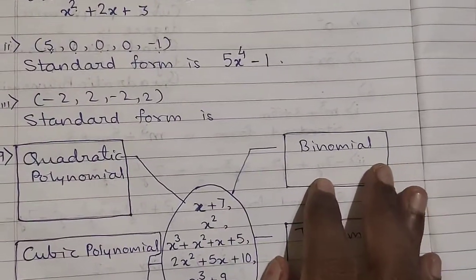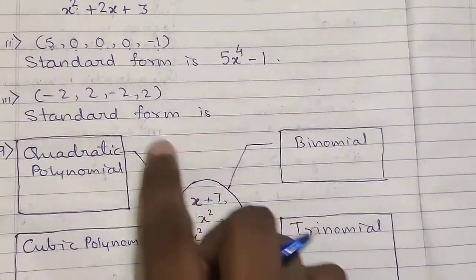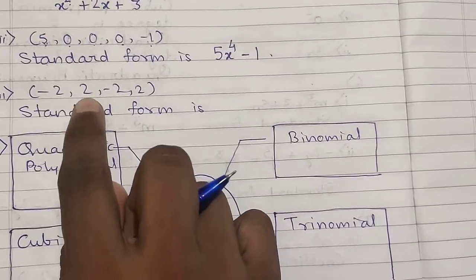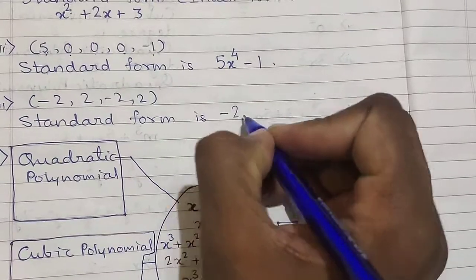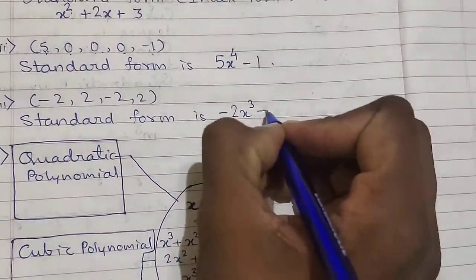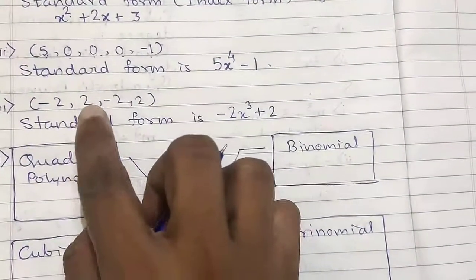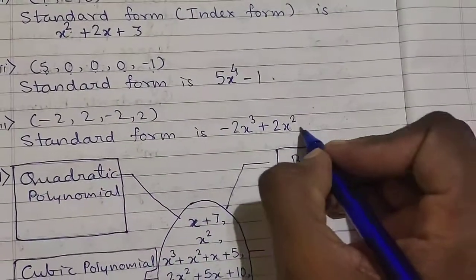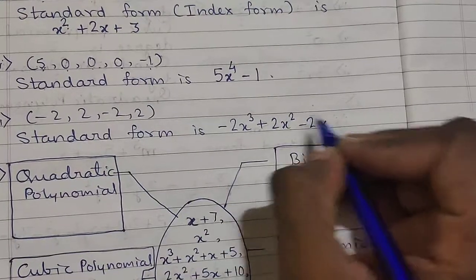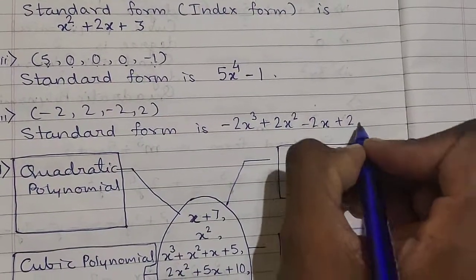Now your last one, third one, 4 terms are there, that means your power 3, power 2, power 1 and number. So let us write that. Minus 2, first your power 3, then plus 2 is there, power 2, then minus 2, power 1, so that is x only, and last one plus 2 is your number.